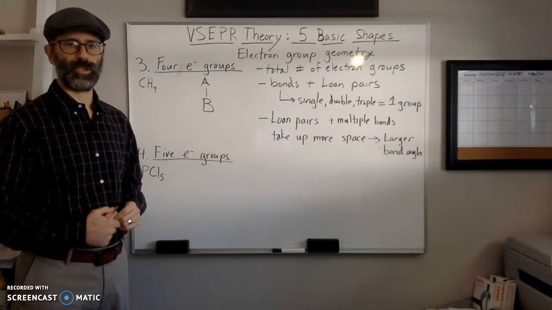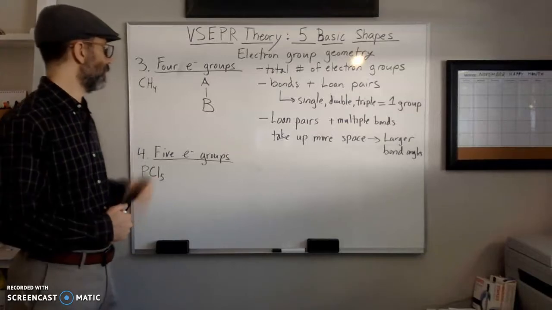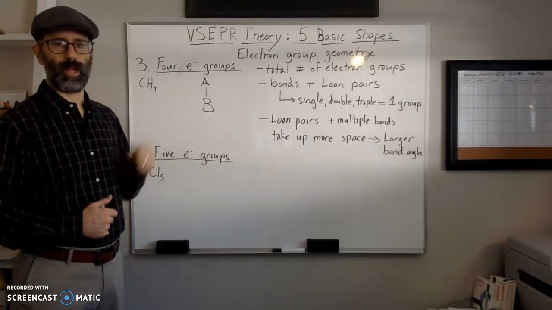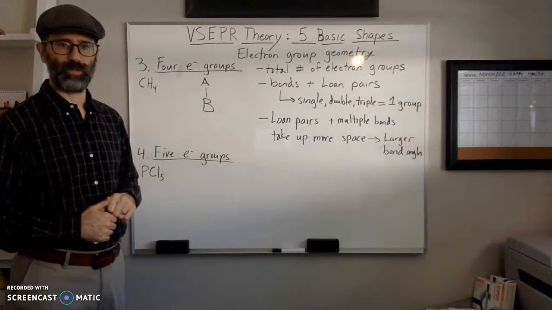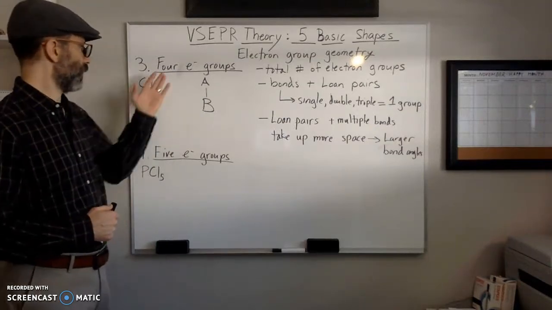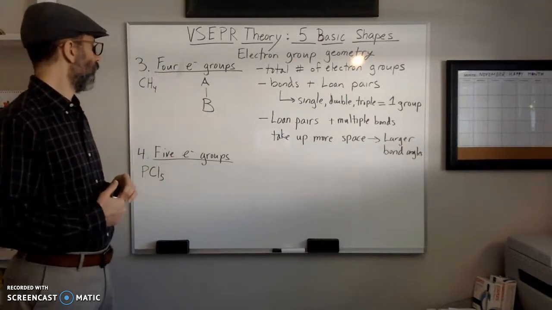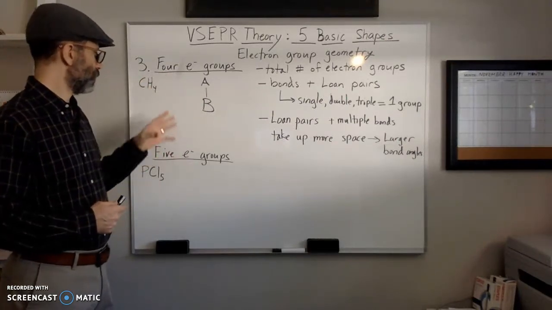In part 2 I was just about to go over the shape, or electron group geometry, of a molecule when you have 4 electron groups. So in this video I'm going to hit on 4, 5, and if I have time, 6. So we were talking about 4 electron groups.